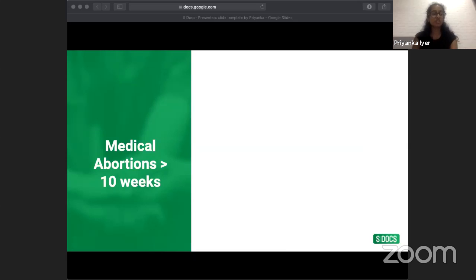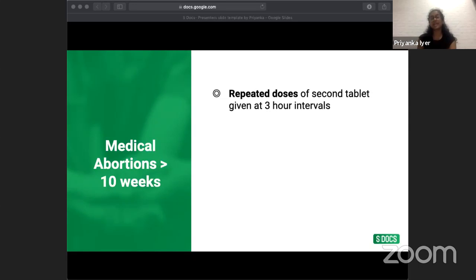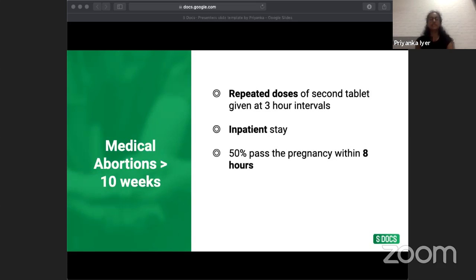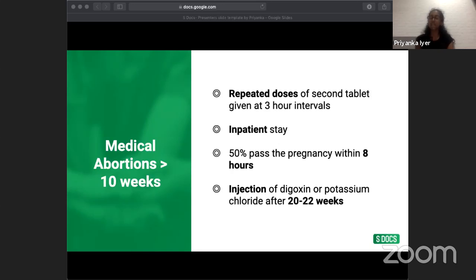With medical abortions over 10 weeks, there are some important differences and key points to remember. So repeated doses of the second tablet, misoprostol, is given at 3-hour intervals, and women are asked to come in for an inpatient stay. And 50% of women pass the pregnancy within 8 hours. If the pregnancy is over 20 weeks, so between 20 to 22 weeks, doctors usually recommend an injection of digoxin or potassium chloride to avoid the possibility of a live birth, which can be quite distressing for the woman.